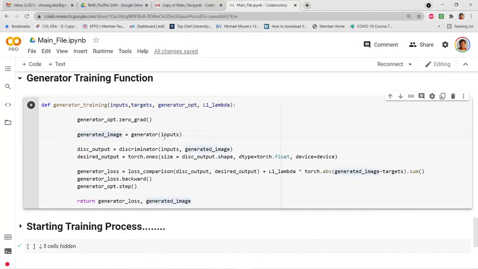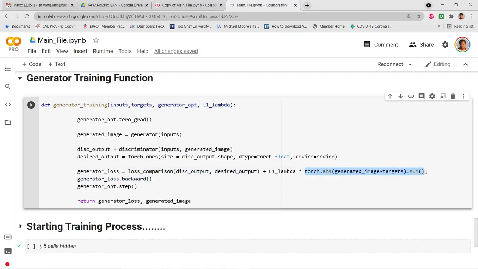So that is what we are doing here. We give the input here, the generator will produce an output which goes to the discriminator, and the discriminator will produce an output which we compare with all the ones, the desired outputs. We'll get the binary cross entropy loss of this. And this one is the L1 loss.